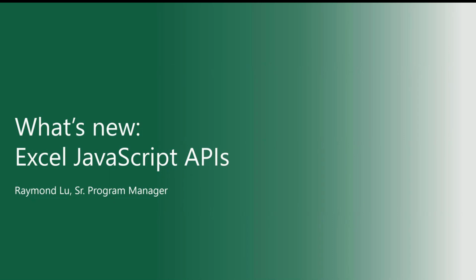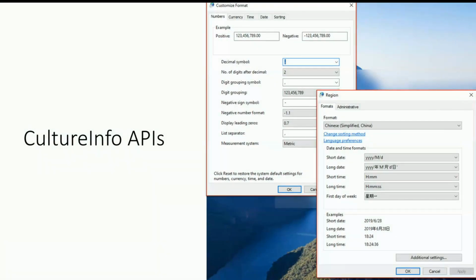All right, next up we have Raymond here joining us from China really late there. Appreciate you joining us so late, Raymond. He's here to talk about what's new with the Excel JavaScript APIs. Thank you, Kim. This is Raymond. I'm program manager of the Excel API team.